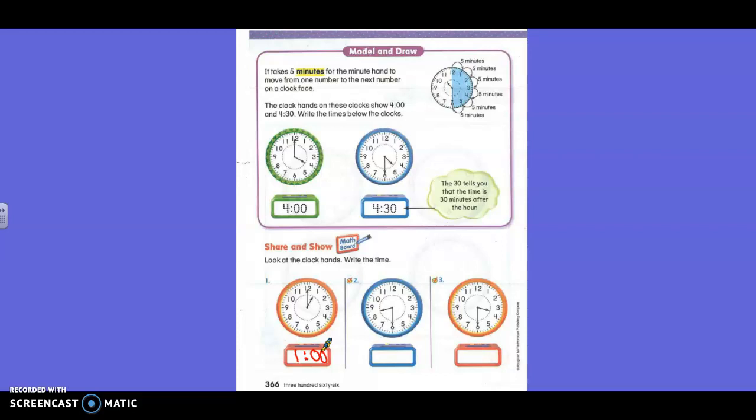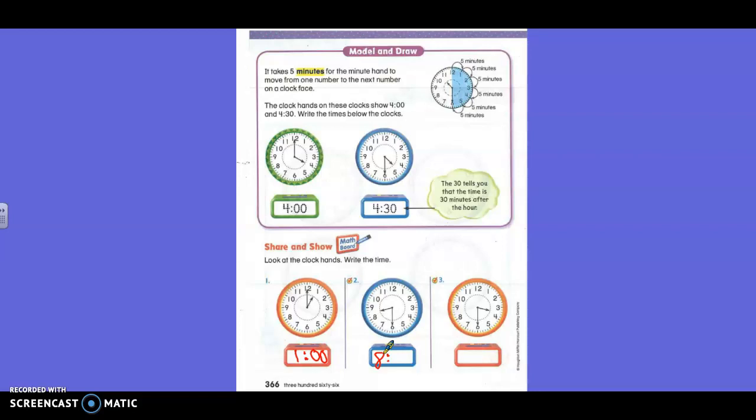Where is the hour hand pointing on number 2? Landon? It's not right at the 8. It is in between the 8 and 9. But is it to the 9 yet? No. So it is what? What did you say again? 8. It's 8 as the hour. Right? 8 is the hour. It's the little hand. It's pointing to between the 8 and the 9.